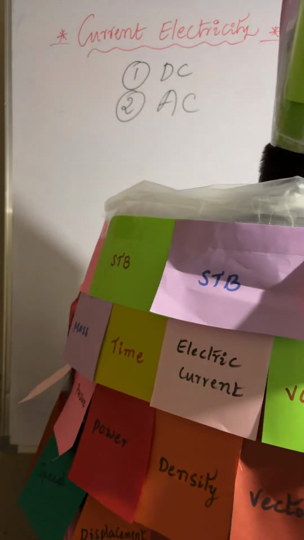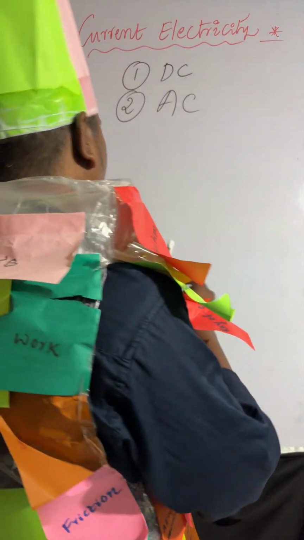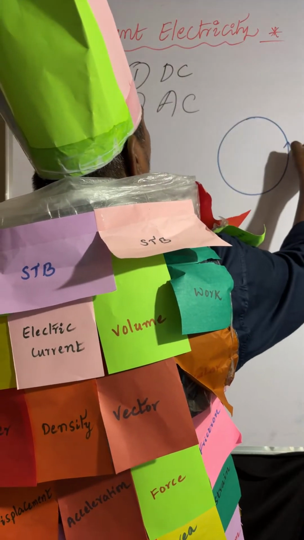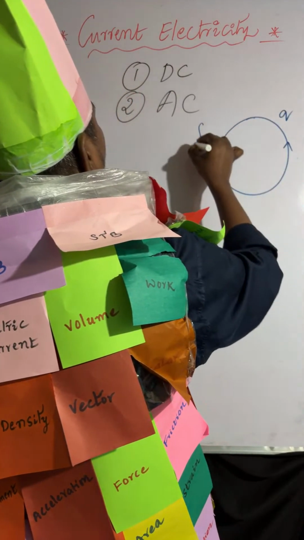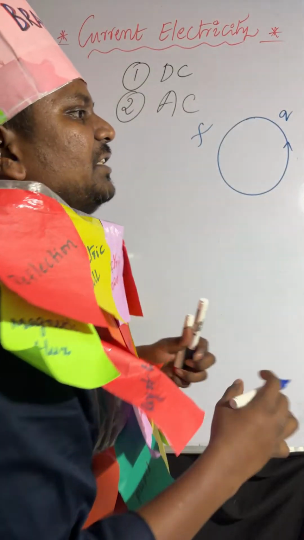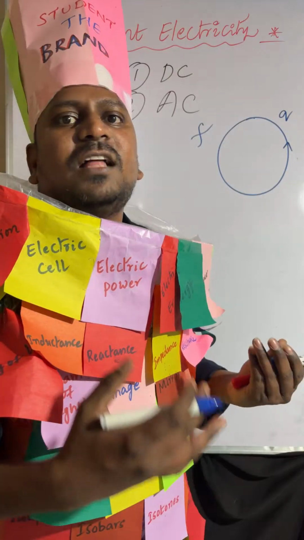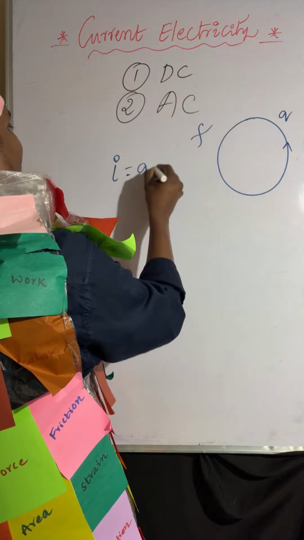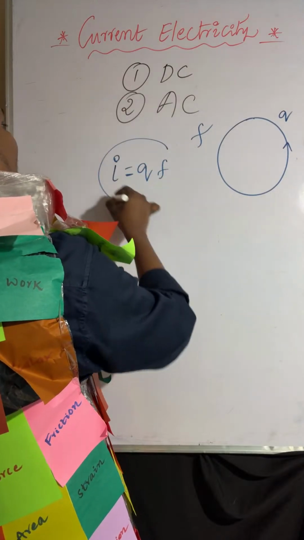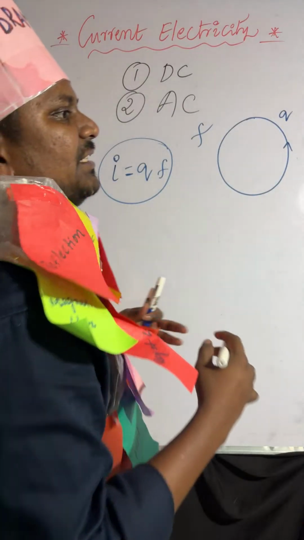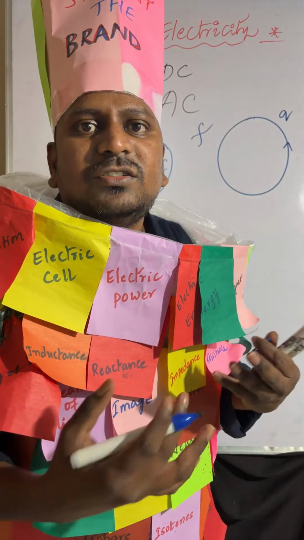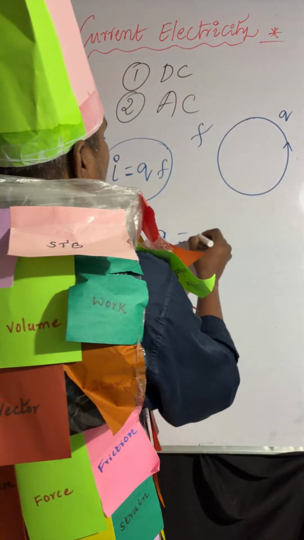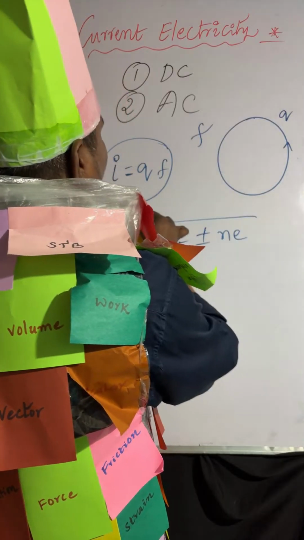And one more thing, if a charge is moving in a circular path with frequency f, then the current can be written as I equal to Qf. Charge is an integral multiple of the electron charge, so Q equal to plus or minus Ne.